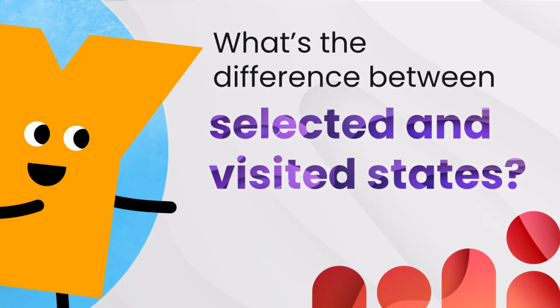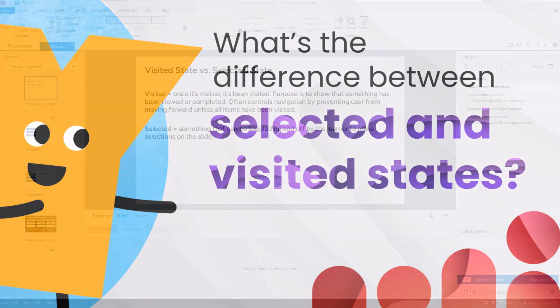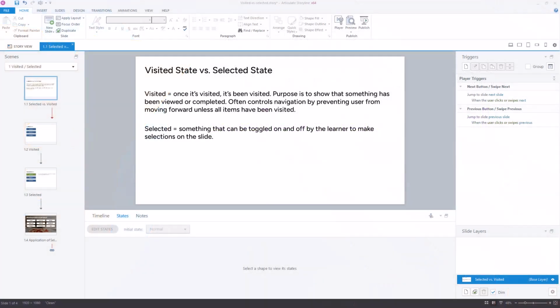A pretty common question that we get in our Storyline basic training is what's the difference between some of the states? Specifically, what's the difference between a visited state and a selected state? And they do somewhat similar things.